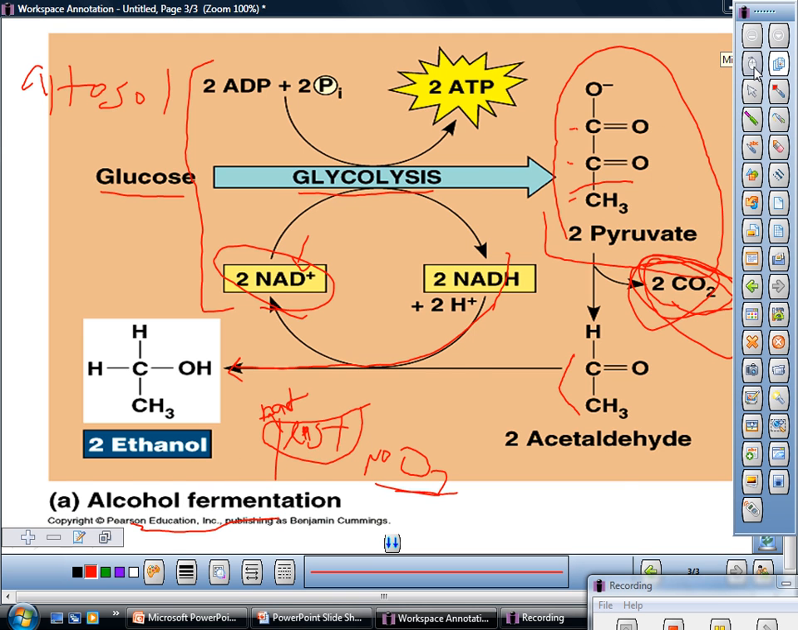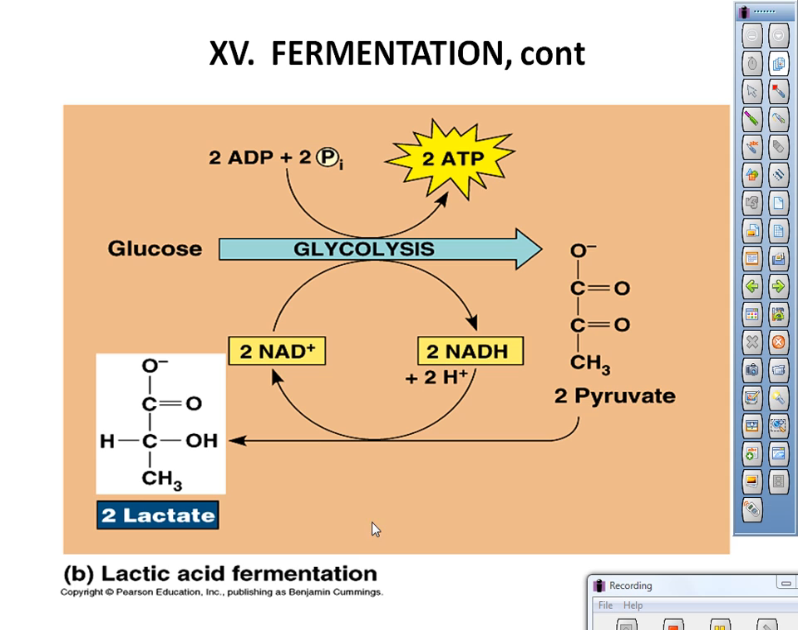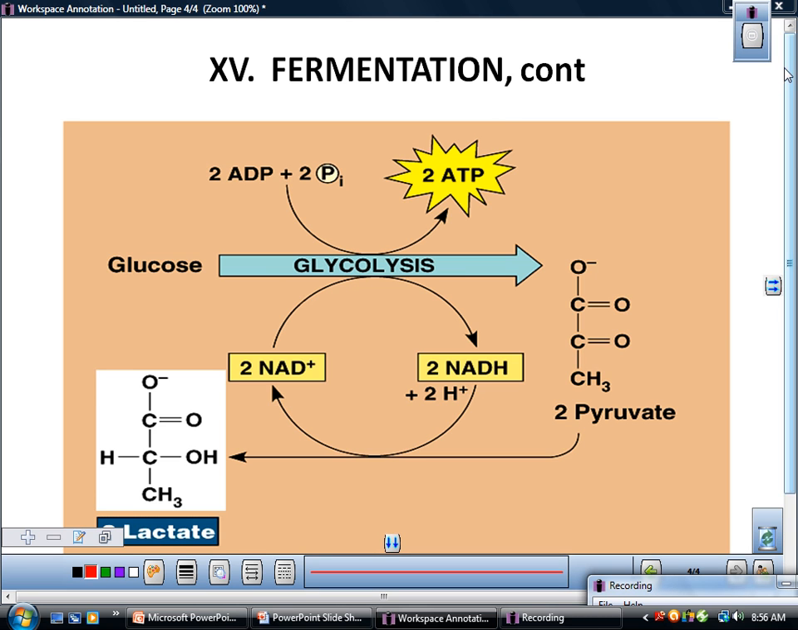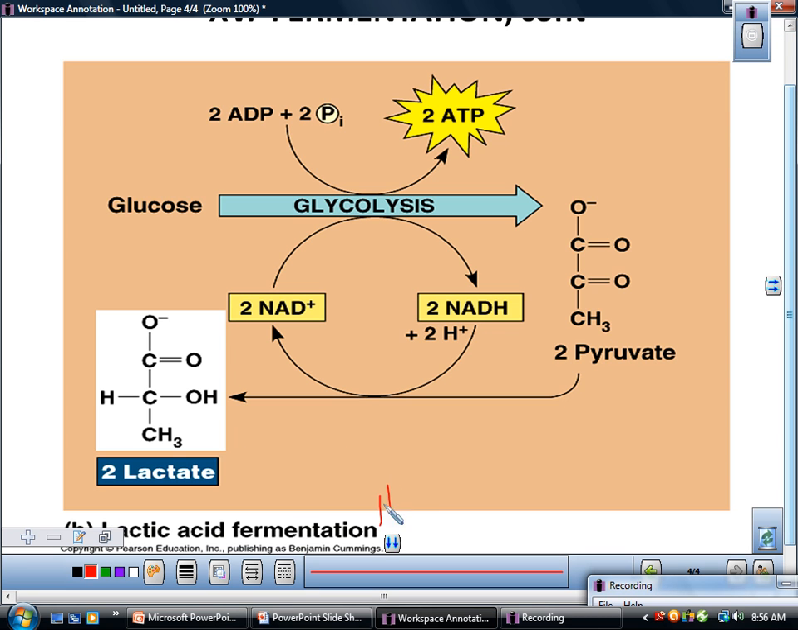Now, in the cheese industry, that's the next slide, which is lactic acid fermentation. This is utilized by some bacteria in producing cheese, so this is important to us for that reason as well, but this is also one that occurs in humans, because we have to have one in us, and this is the human one. It's called lactic acid fermentation.